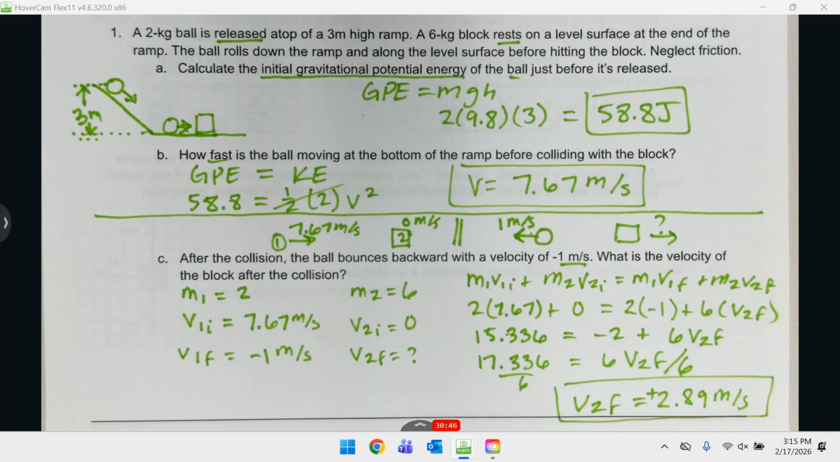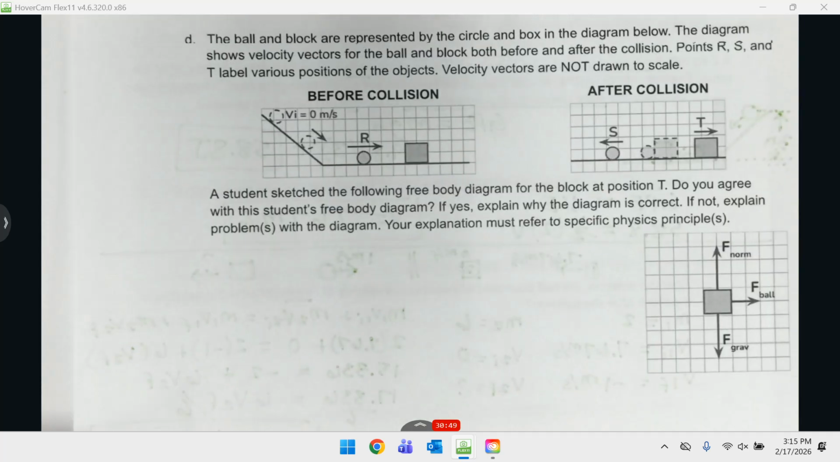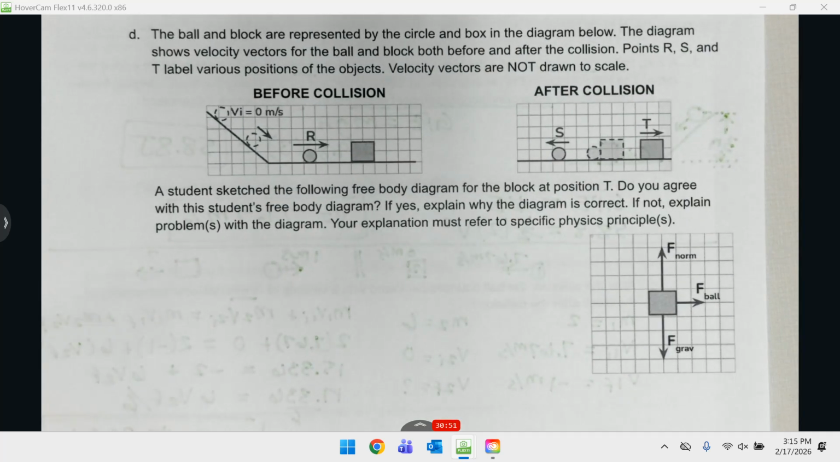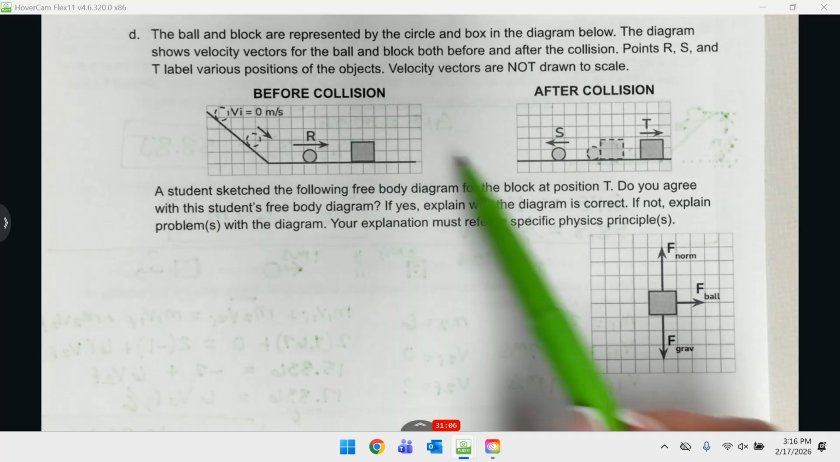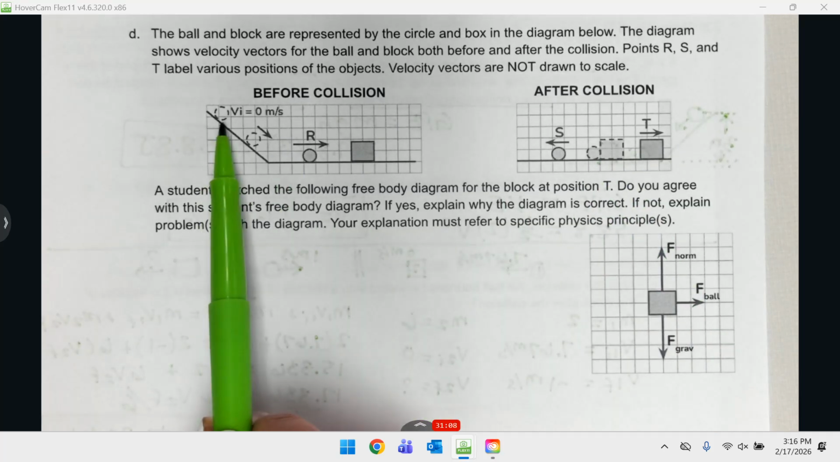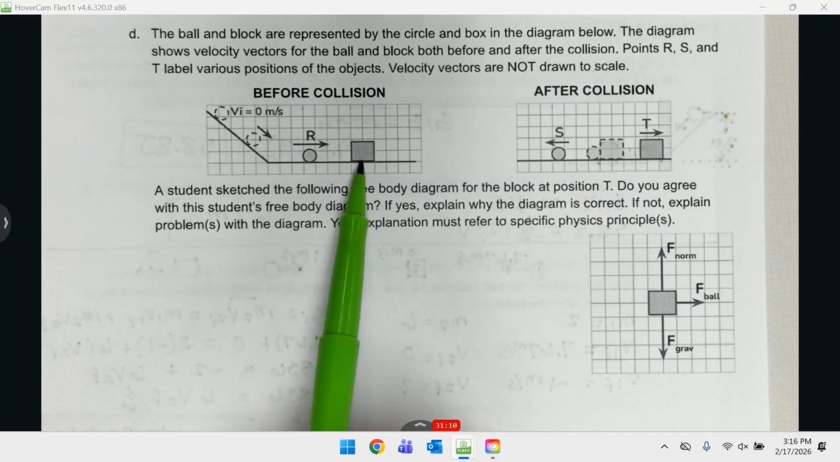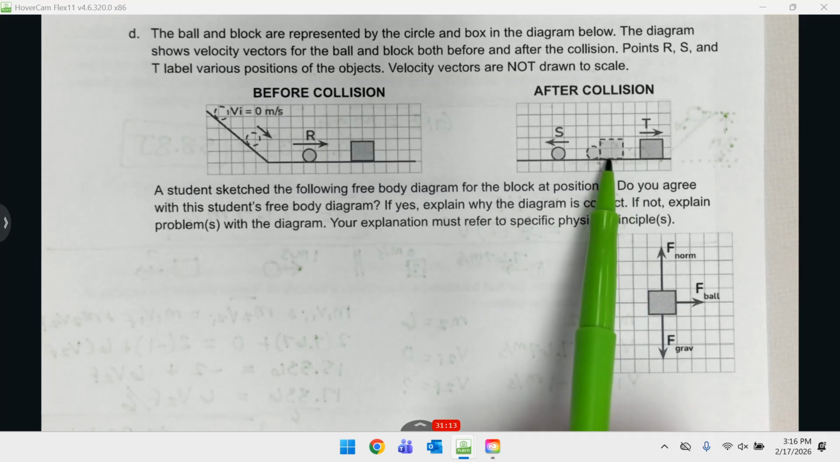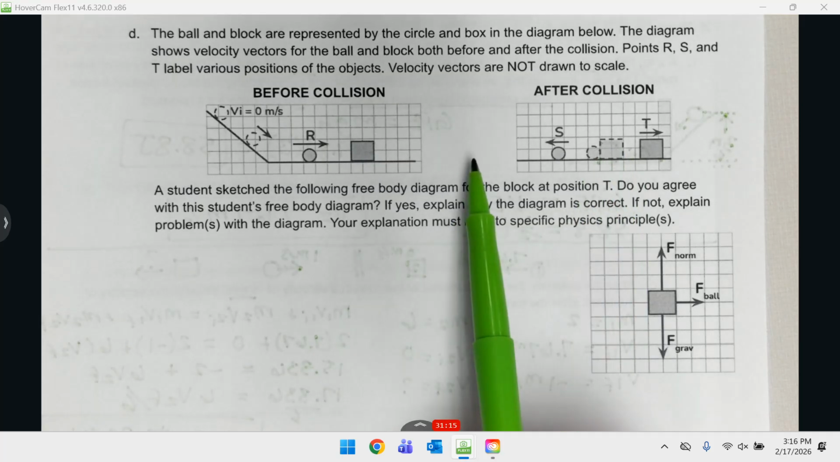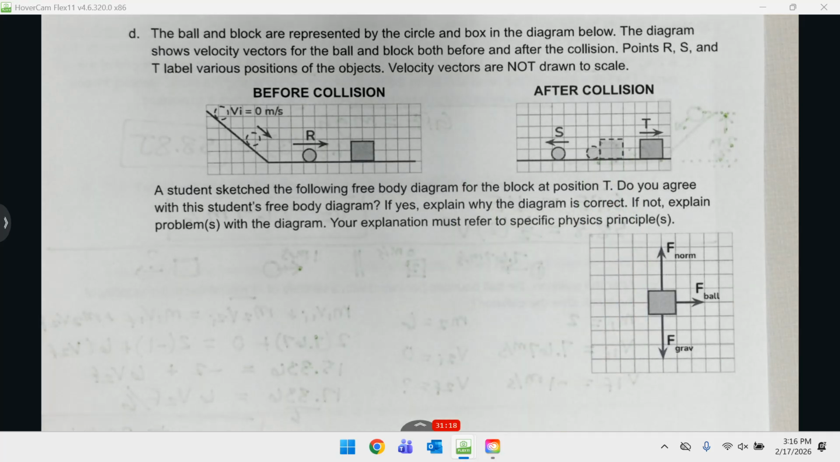All right, there is a question on the back, so let's turn it over. It says, the ball and block are represented by the circle and box in the diagram below. The diagram shows velocity vectors for the ball and block both before and after the collision. Points R, S, and T label various positions of the object. Velocity vectors are not drawn to scale. So this kind of matches the picture I had on the front. It starts from rest, it goes down the ramp, now it's moving before it hits this block, and then after the collision, which happens right here, the ball's going one way, the block's going the other. And we just found the numbers that go along with those vectors.